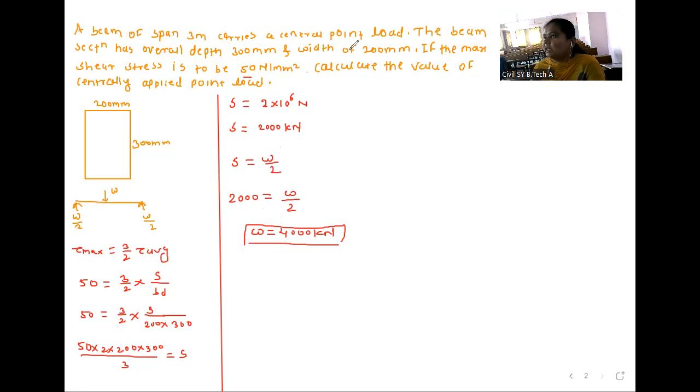Okay, so please take screenshots. Then we will solve the same example, but in the next example shear stress as well as bending stress is given.